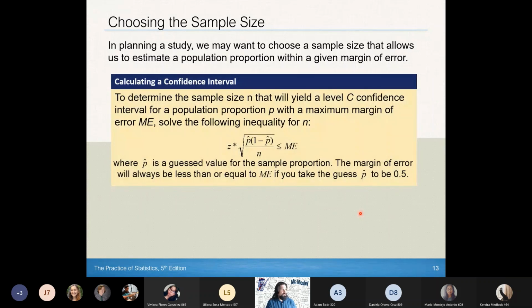And it's summarized here. To determine the sample size that will yield a level C confidence interval for a population proportion P with a maximum margin of error ME, solve the following inequality for N: Z star times the square root of P hat times 1 minus P hat divided by N is less than or equal to the margin of error, ME. This is an inequality where P hat is a guessed value for the sample proportion. The margin of error will always be less than or equal to ME if you take the guess P hat to be 0.5.